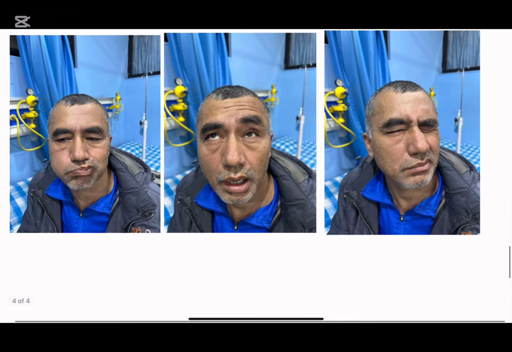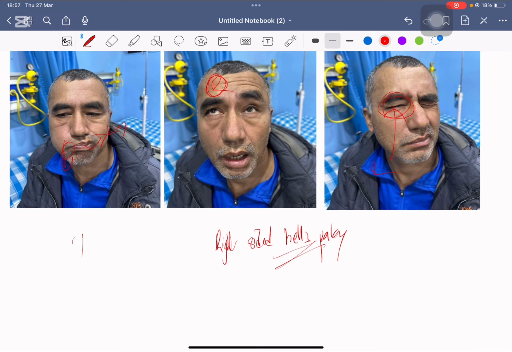Now see here, there is deviation of the mouth to the left side, drooping of the angle of the mouth on the right side, loss of wrinkles on the right side, and difficulty in closing the right eye. So it is right-sided Bell's palsy. I had taken the consent before snapping their photo.